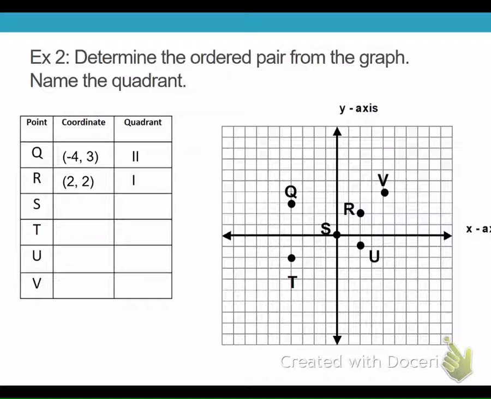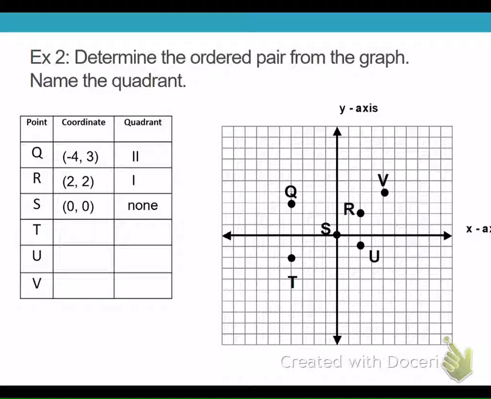It's the origin. It's 0, 0. So when it's on an axis, we don't have a quadrant. Some people put words like, it's the origin. That would be fine. Some people put if it's on one of the axes.